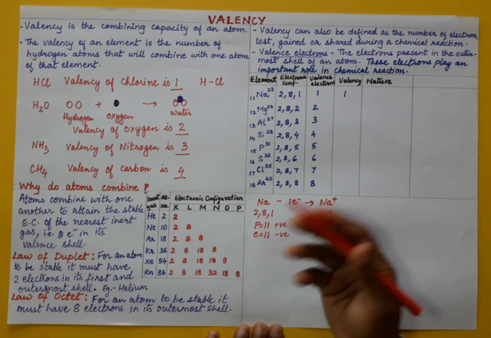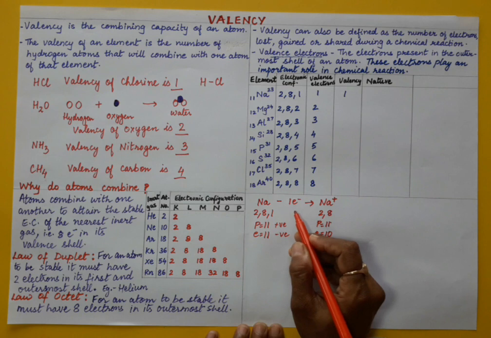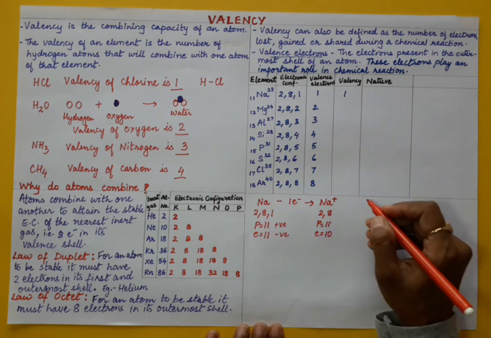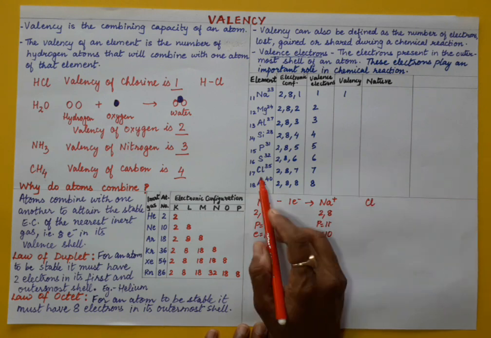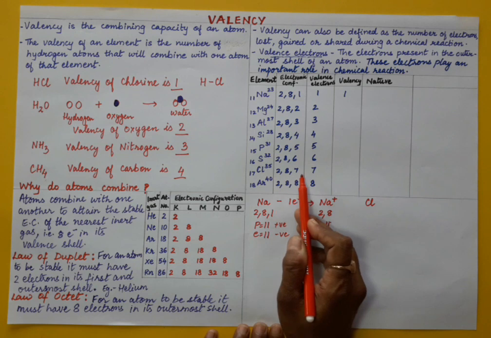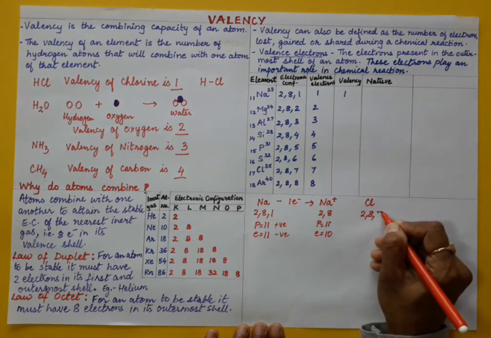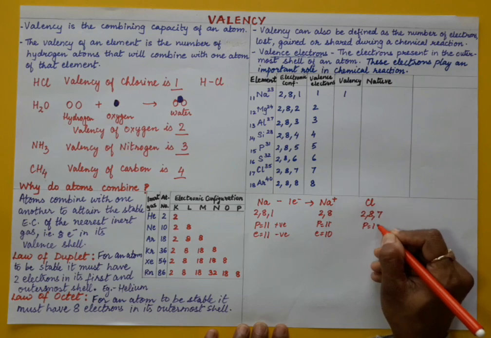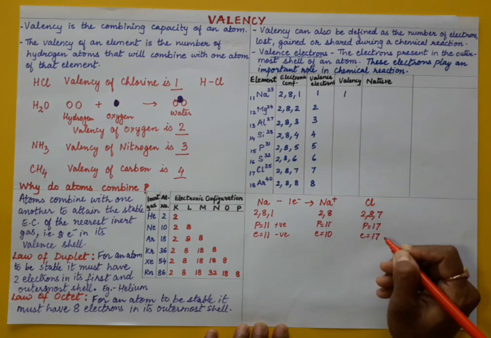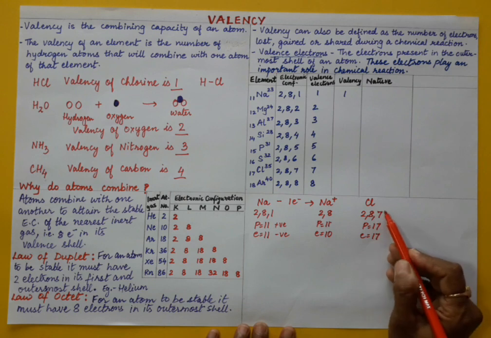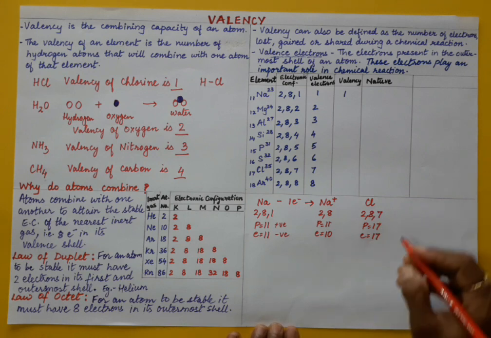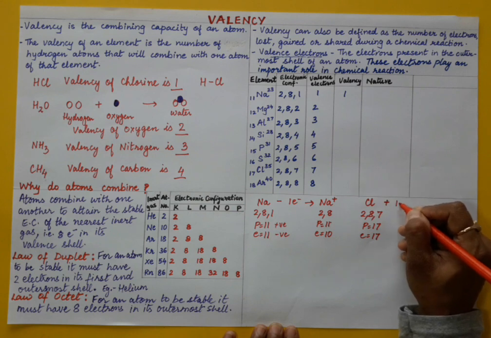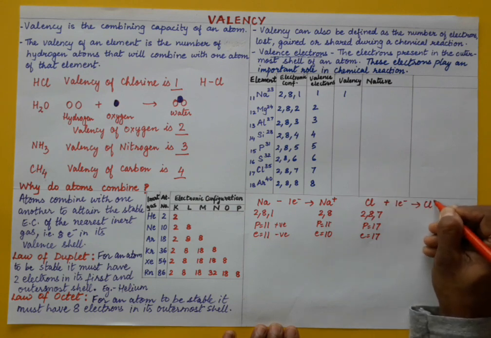And similarly, let us see the opposite side. Sodium loses, so some other element will be gaining, the one that is in need. Let us take the example of chlorine. Chlorine's electronic configuration is 2, 8, 7. Chlorine has 17 protons and 17 electrons. To become stable, it is in need of one electron only. It is difficult to lose 7 electrons. It is easy to gain 1 electron to complete the octet, or you can say to become stable. So it will gain 1 electron and become Cl minus, the chloride ion.